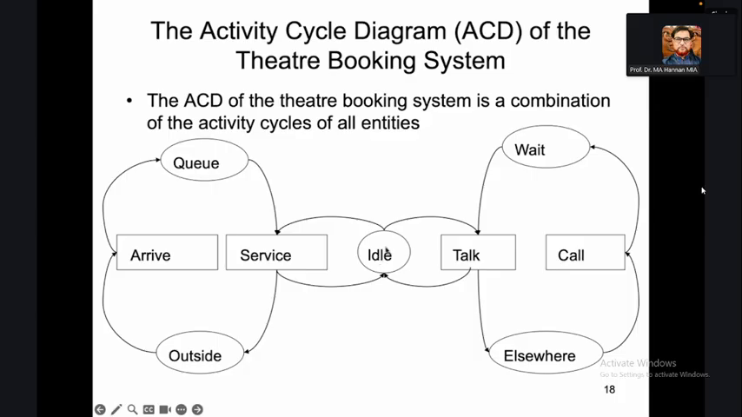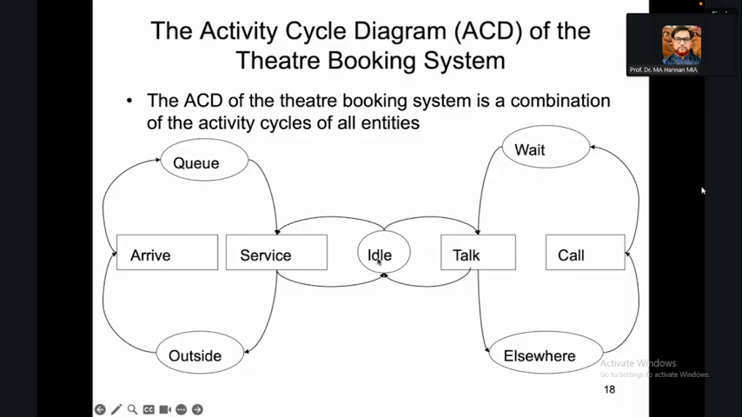booking clerk, when they are in idle state, the booking clerk was idle, doing nothing, as well as the personal inquirer, he was outside somewhere doing nothing. So both are in the dead state. Or the telephone call, the caller was elsewhere in the dead state. Okay, before any activity starts, all are in the dead state or idle state, what we call outside, elsewhere, or idle.